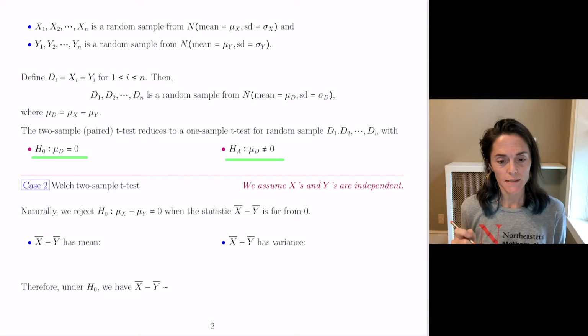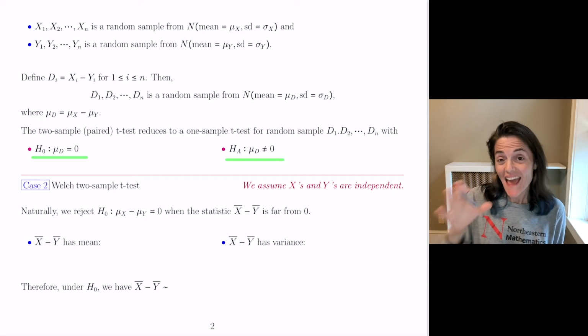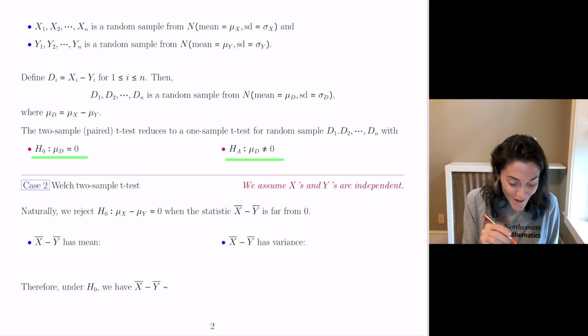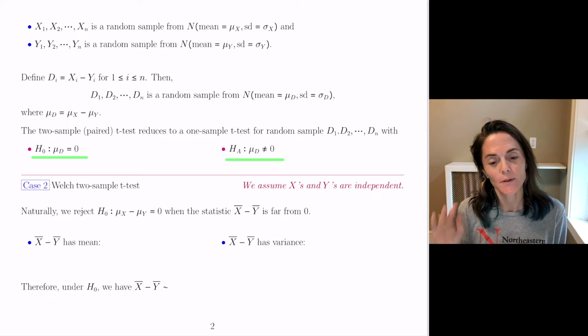Okay, but the unpaired case would be when n and m are different. Really, we have two possibilities. The one we're going to use more often is this one. It's the Welch two-sample t-test.